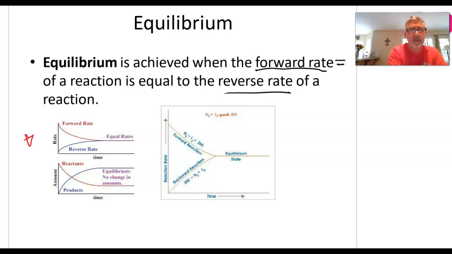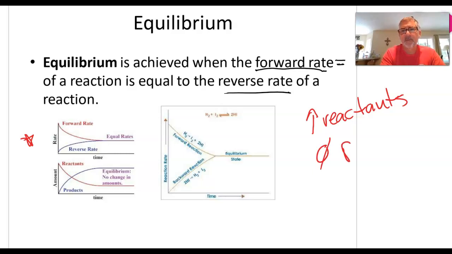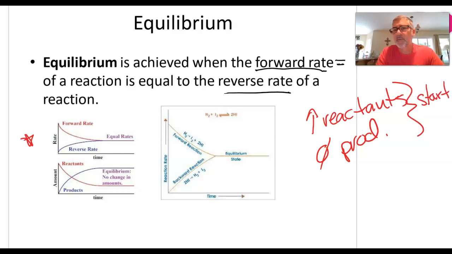If you look at these two graphs here, and we think about rate, this one right here is rate. When we start a reaction, we have lots of reactants and we have no products. So this is the start. Remember when we talked about rates, if you have a high concentration of reactants, it causes a faster rate because there's more collisions per unit time. So the forward rate is high at the beginning because we have a lot of reactants.